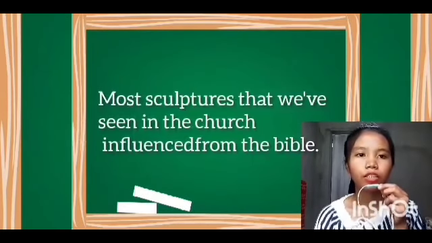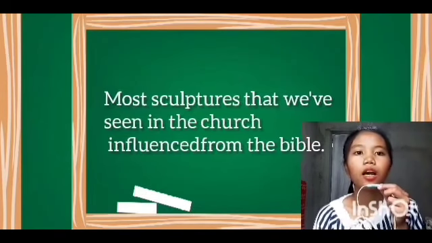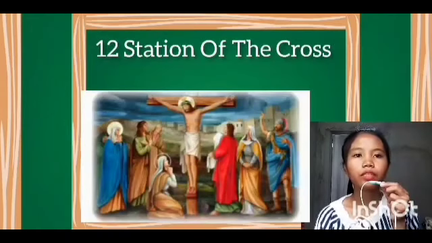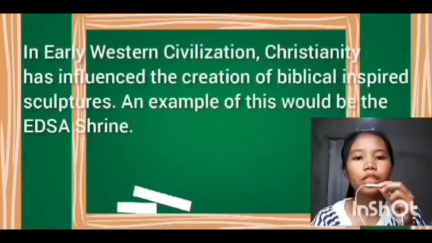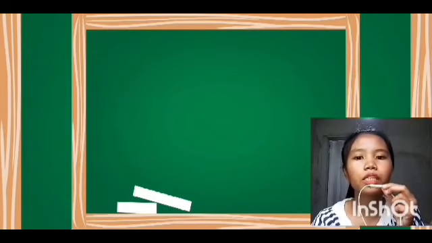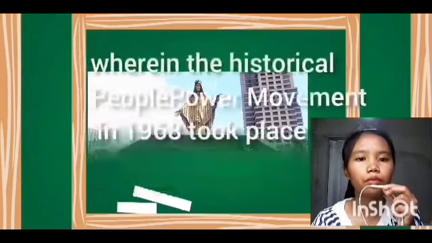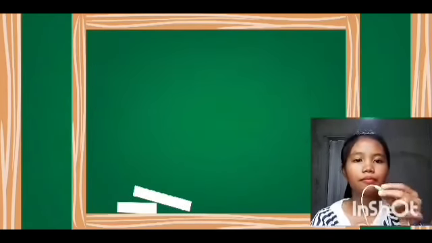Most structures and sculptures that we've seen in the church are influenced by the Bible, and most commonly the 12th station of the cross. In early Western civilization, Christianity has influenced the creation of biblical-inspired culture. An example of this would be the EDSA Shrine, wherein the historical People Power movement in 1986 took place.